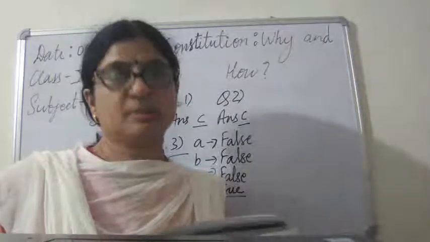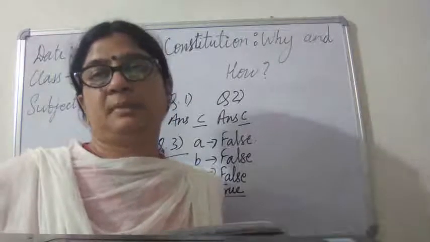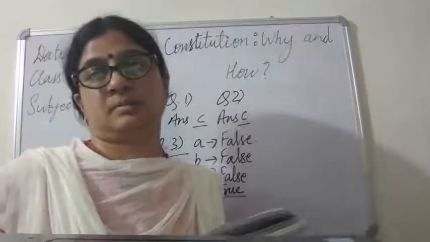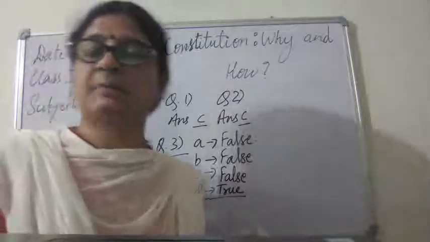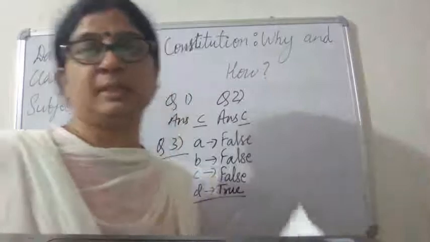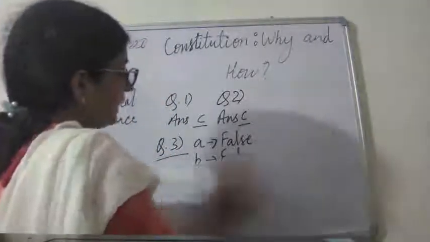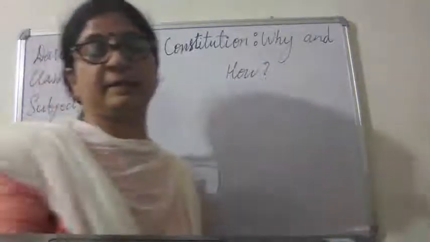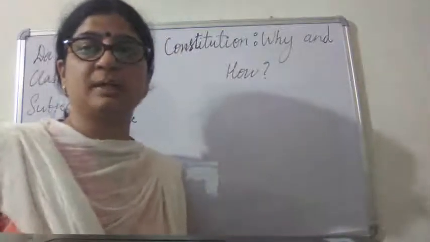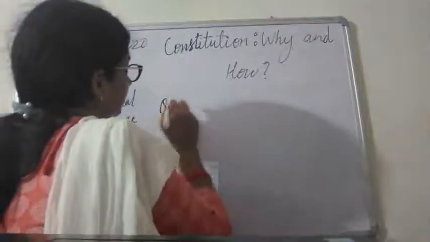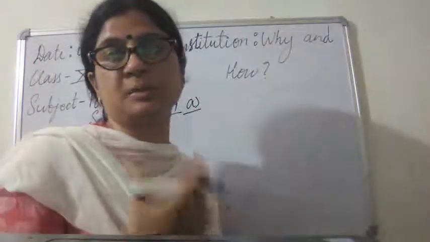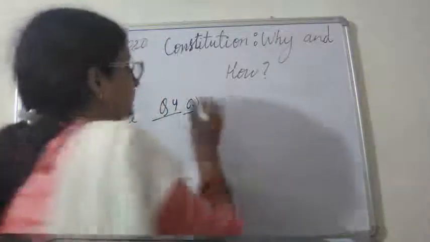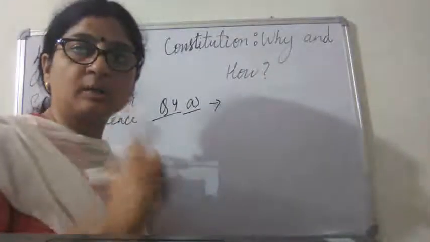So the first inference is the Constituent Assembly did not represent the Indian people since it was not elected by all citizens. We have discussed about this in great detail, and we have seen that though our constituent assembly was not formed on the basis of universal adult suffrage, still what we find is that our constituent assembly was a highly representative body. So in this question 4, the first inference is that our Constituent Assembly was not representative, it was not representing the Indian people because it was not elected by all citizens. इसमें हमारा फर्स्ट पॉइंट होगा कि yes, it was not formed on the basis of universal adult suffrage.